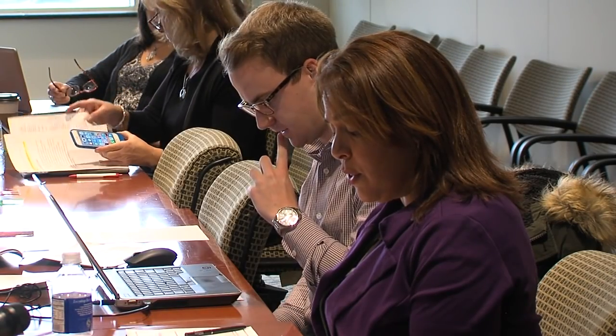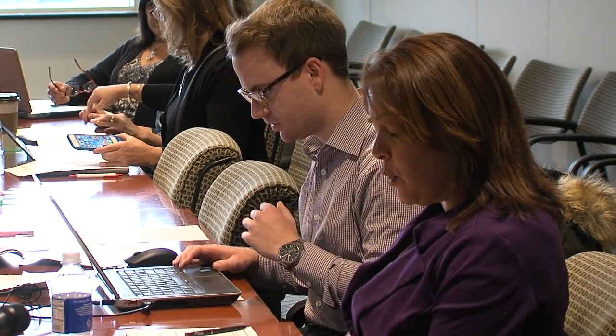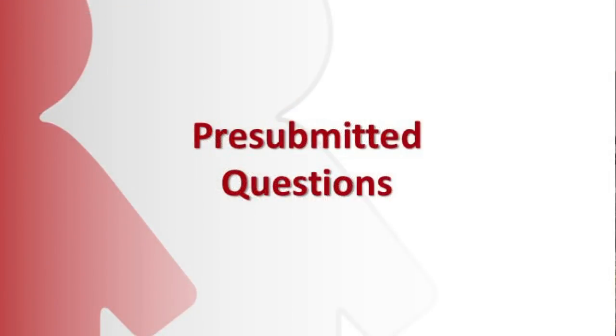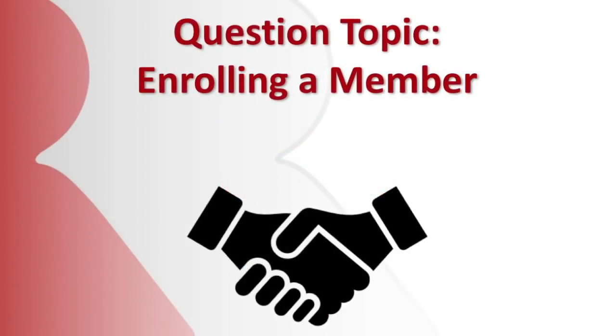Now, let's start with our first question on how to enroll a member using Retirement Online. Our first question: when inputting information for a new member, do you do so while they are sitting next to you, or do you have them fill out the information and then hand it to you to input into the system?